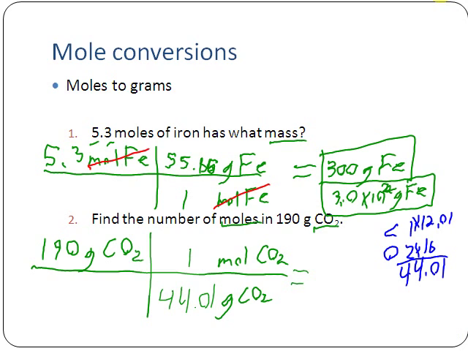All right, so continuing here, we can once again multiply across the top, divide by the bottom. So we have 190 times 1 divided by 44.01. And so doing that, we get 4.3172. Significant figure-wise, we have 1, 2 here, and so our answer will just be 4.3. So there are 4.3 moles of CO2 in 190 grams of CO2. And so that's how we go from grams to moles.